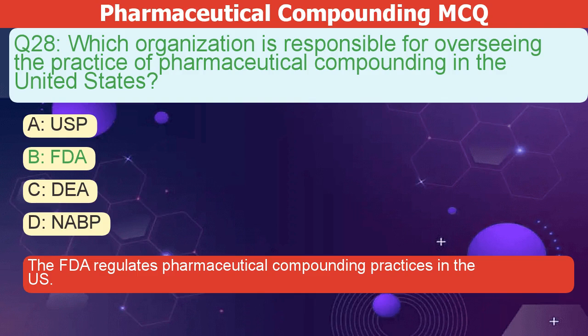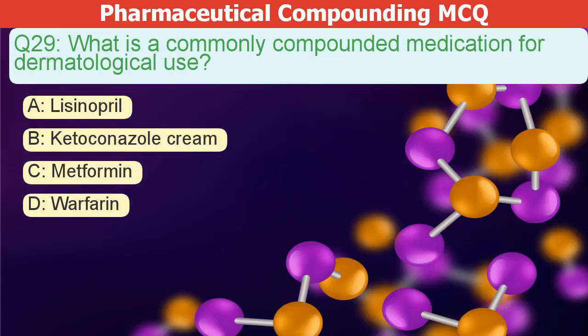The correct answer is B. The FDA regulates pharmaceutical compounding practices in the US. What is a commonly compounded medication for dermatological use? A. Lisinopril. B. Ketoconazole cream. C. Metformin. D. Warfarin.